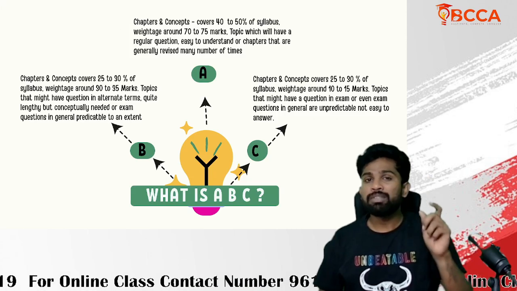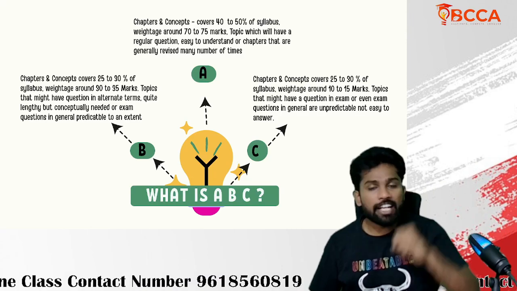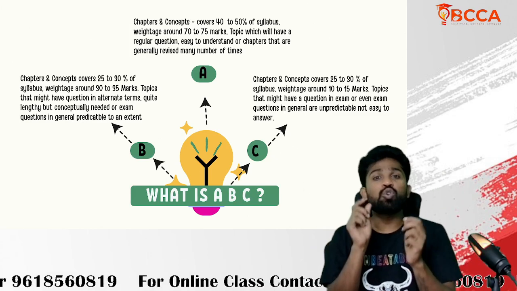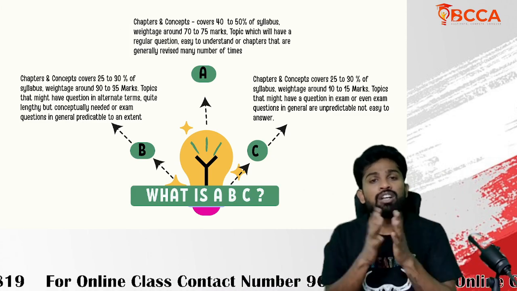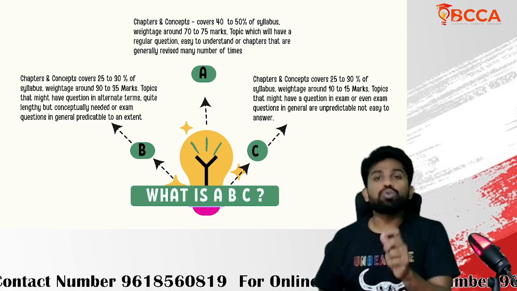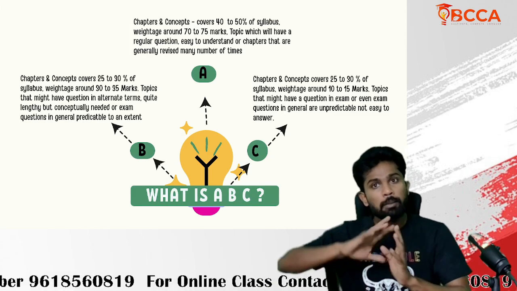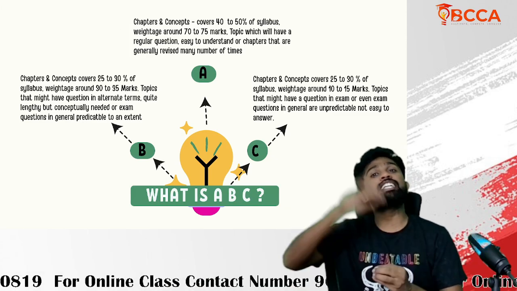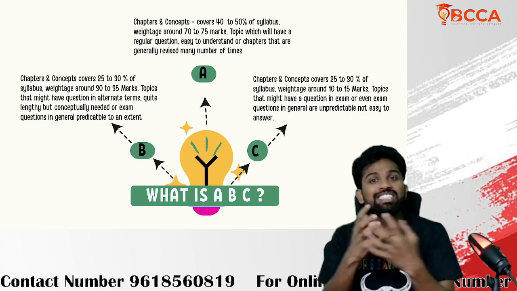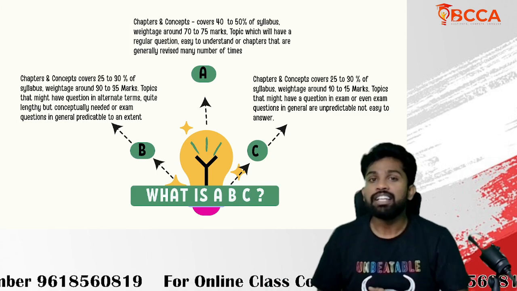So see here, the first category, the A category. How is this A category picked out of the syllabus, quantity wise? I mean based on the number of pages, the volume, it is 40 to 45 percent of the topics. But they carry weightage of around 70 marks. So these kinds of chapters are picked in the A category.